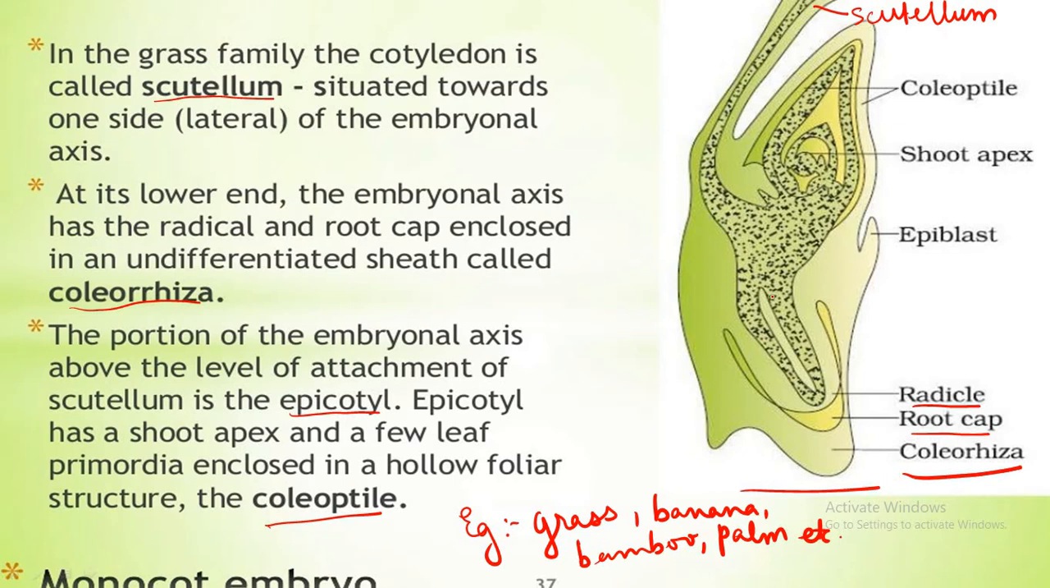The portion above the embryonal axis, above the level of the attachment of the scutellum, is known as the epicotyl. And the epicotyl has the shoot apex, right? This is the epicotyl and it has the shoot apex, and a few leaf primordia are there. It is covered by an undifferentiated sheath called coleoptile. I hope this is clear to everyone.